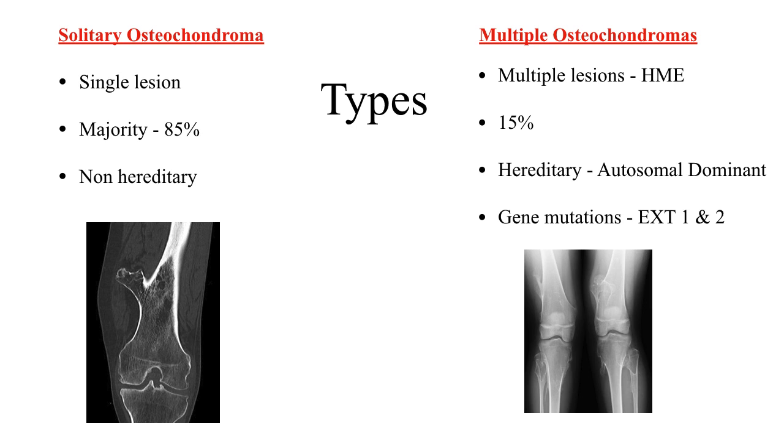The second type is multiple osteochondroma, and as the name suggests, there are multiple lesions and these are hereditary. That is why it is otherwise called hereditary multiple exostosis, which is seen in 15% of those who have osteochondromas, and there are gene mutations in EXT1 and EXT2, which is an entrance exam question. As we see in this radiological picture, there is osteochondroma in bilateral femur and bilateral tibia, which is classical of hereditary multiple exostosis.